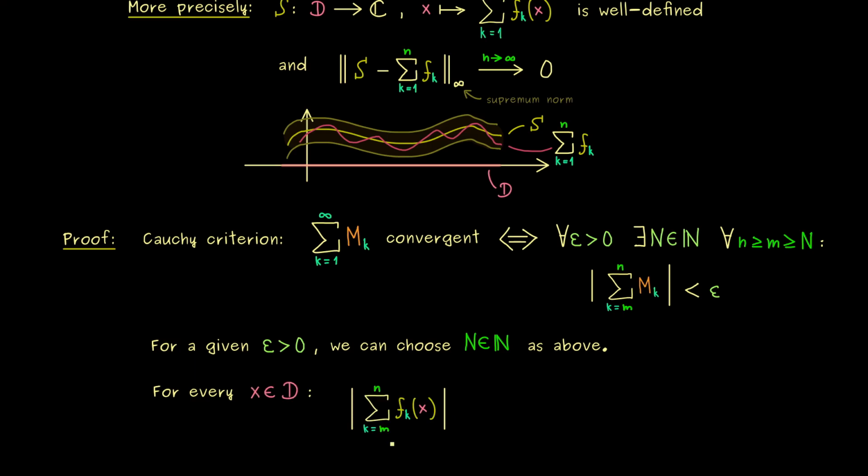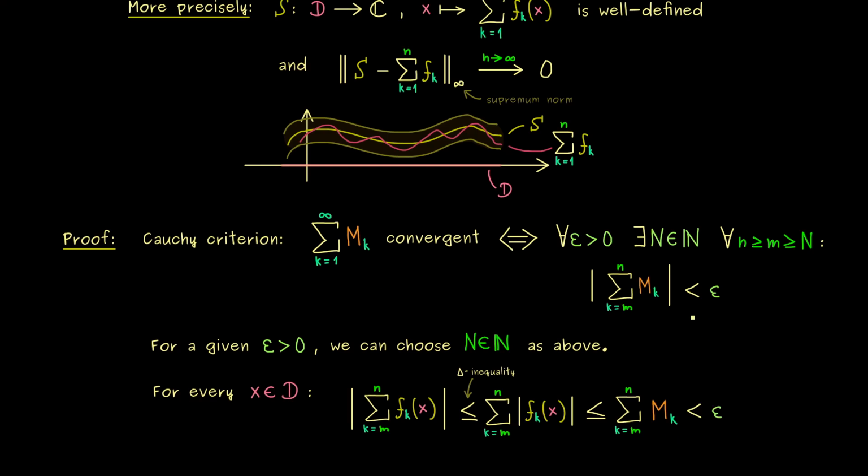So let's simply look at the partial sums from m to n as well. And then we can just use the standard triangle inequality. It's a finite sum, so we can just pull the absolute value inside. And then in the next step, we can just estimate fk of x inside. And now the assumption comes in that we know that each one is less or equal than Mk. However, for the series of the non-negative Mk's, we already know it's less than epsilon by the Cauchy criterion.